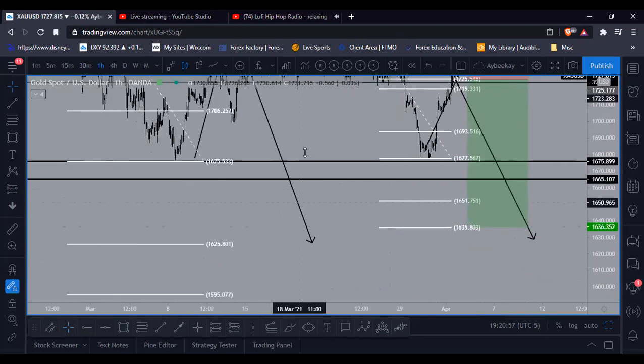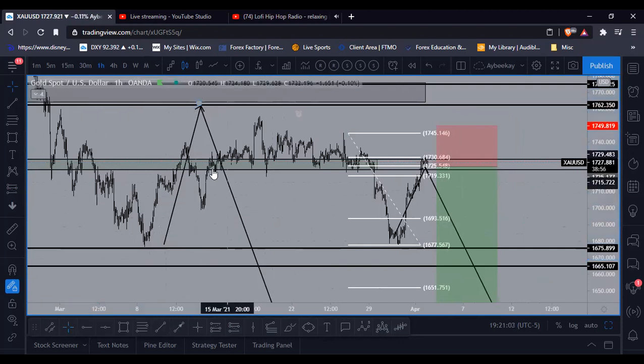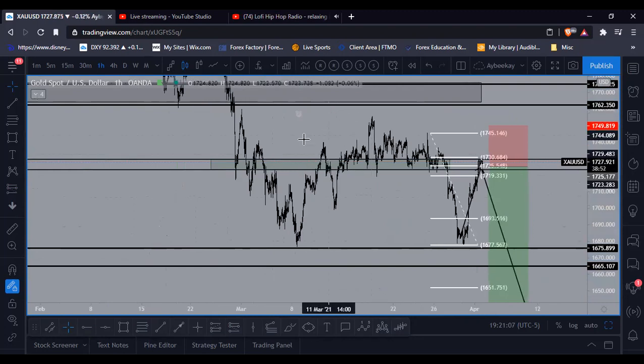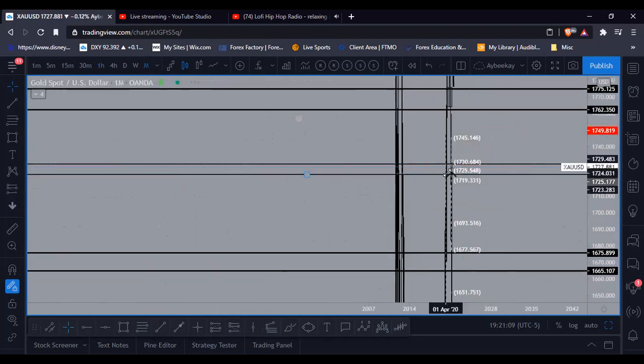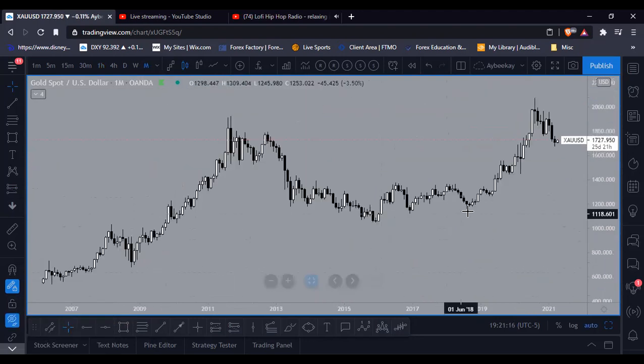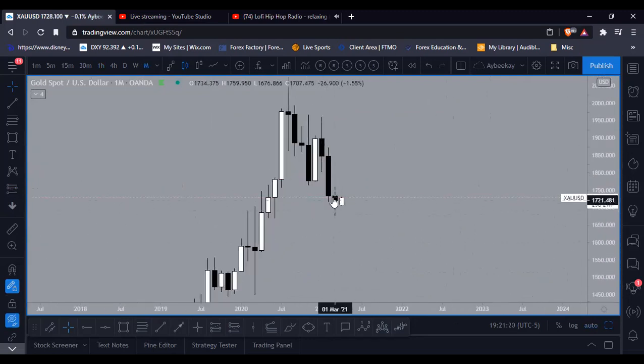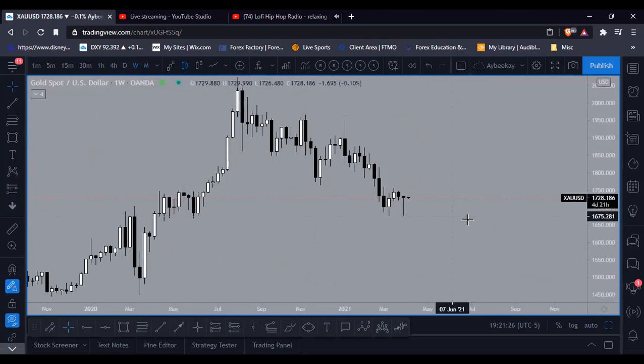I'm not really trusting this double bottom that I'm seeing right here, and I'll show you guys on the weekly why I'm not looking for it like that. First of all, before I do that, let me hide all of my drawings. I want to see what the monthly looks like. Okay, monthly is not really a doji, but not really doing anything. So we'll see what this month does.